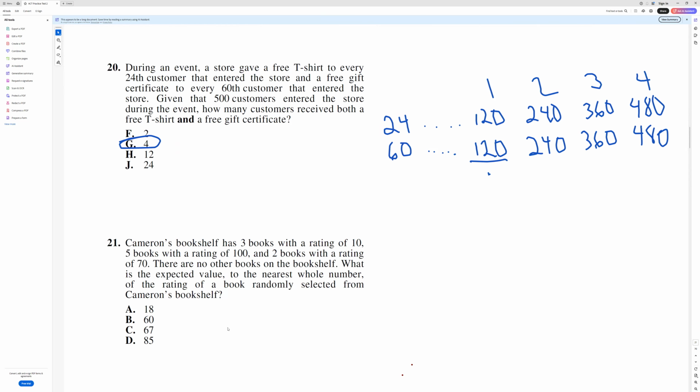Okay, 3 books for a rating of 10. The way to do that is the value. The rating is different, so you have 3 times 10, or 30. You have 5 times 100, or 500. And then you get 2 with a rating of 70. 2 with a rating of 70 is 140.